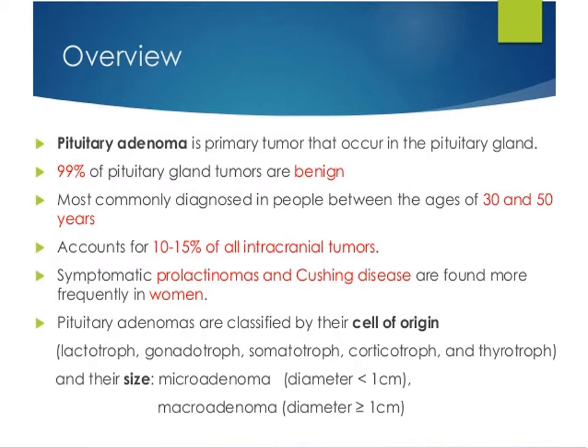Gonadotrope cells are the origin that leads to gonadotrope adenomas, and if the cell of origin is somatotrope, that leads to somatotrope adenoma, and similarly corticotrope cells lead to corticotrope adenomas, and thyrotrope cells lead to thyrotrope adenomas. And we classify these pituitary adenomas according to their size, as microadenomas and macroadenomas. If the diameter of a pituitary adenoma is less than 1 centimeter, it's a microadenoma. And if the size is greater than 1 centimeter, it's a macroadenoma.